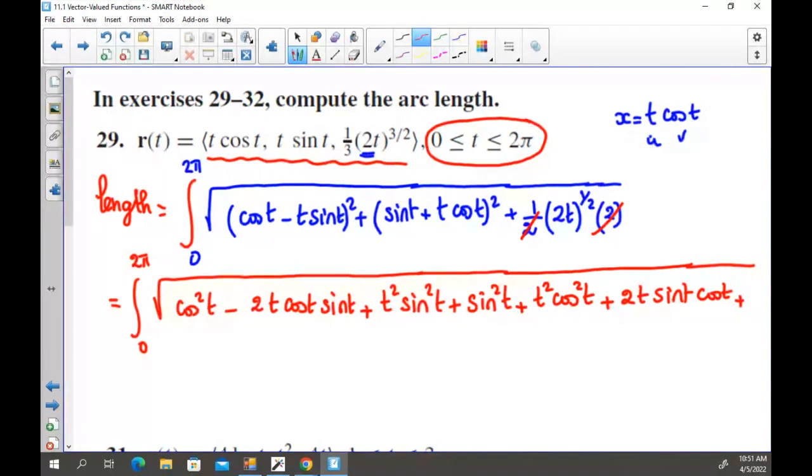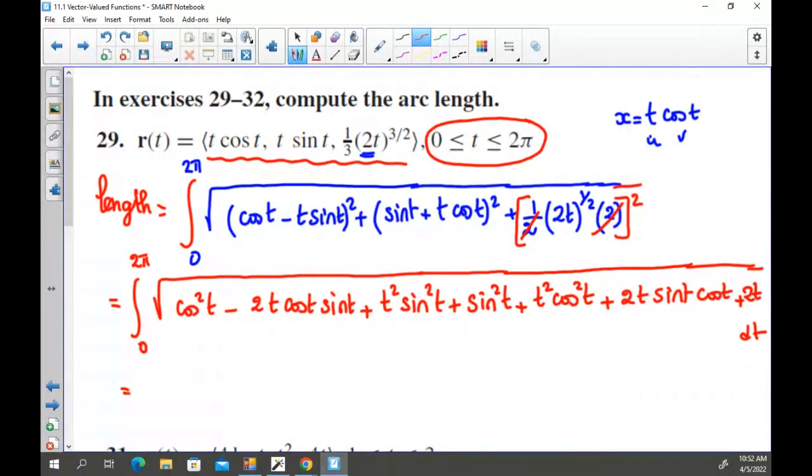Oh, I forgot to square these. This is the derivative, but it needs to be squared. So when we square, the 2 with a half will go. So it's going to be 2t, dt. Is that okay?